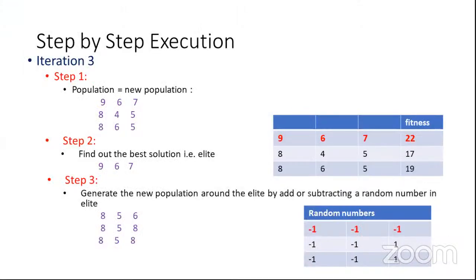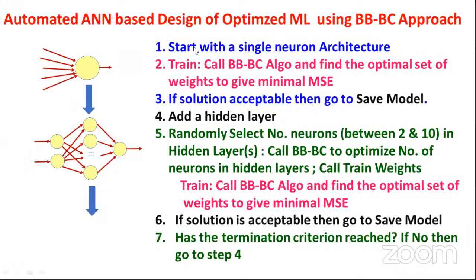Now, this algorithm we have implemented for machine learning model development. This is the complete algorithm to automate the machine learning model development process. In this algorithm, first of all, you will start with the single neuron architecture. Then you can evolve the weights of your architecture by using the Big Bang, Big Crunch algorithm and calculate the fitness of that architecture. If the fitness of that architecture is fine, then you can stop there. If fitness is not fine, then you will add one hidden layer in your architecture.